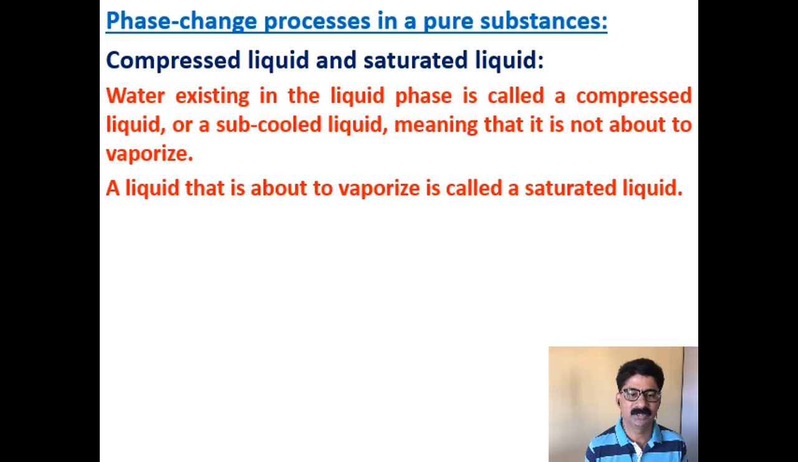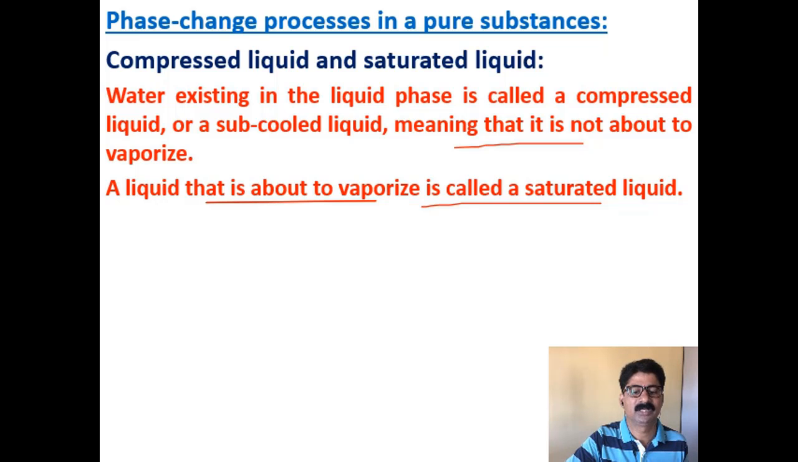So at a given pressure, if the temperature is below the boiling point or the saturation temperature, then we call it the subcooled liquid or the compressed liquid. That is why it is not about to vaporize. A liquid that is about to vaporize is called the saturated liquid, because here the boiling point has been reached. Any further addition of heat will start converting liquid into vapor. So here are two terms, compressed liquid and saturated liquid.